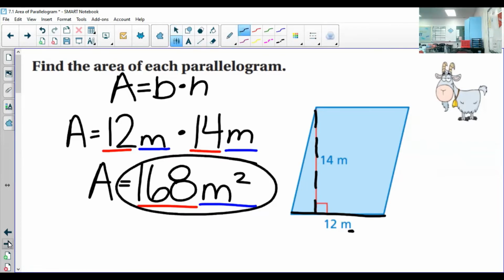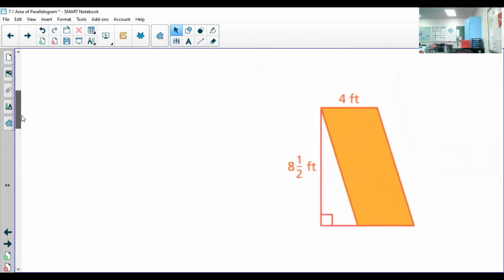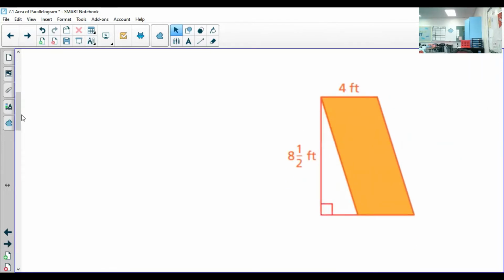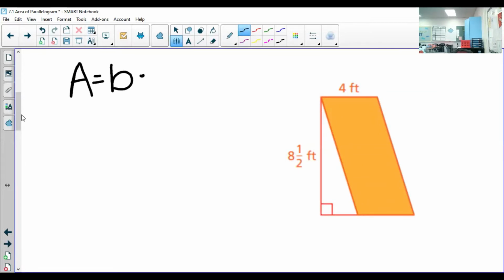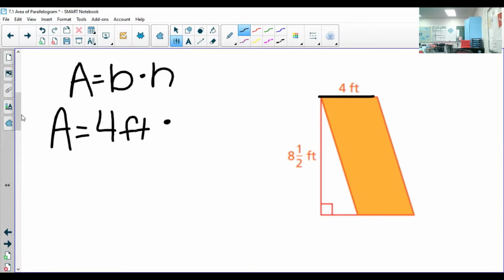And so when I'm working on grading your homework and you're putting things into Big Ideas, you have to have the label and you have to have this squared, okay? Because if you don't, then we're not talking about area. But let's do another one, okay? So I've got another parallelogram, and my formula, remember, is area equals base times height, okay? So let's plug in the numbers. My base here, you can see, is 4 feet. So we're going to do 4 feet times my height, which they have put over here to the side.